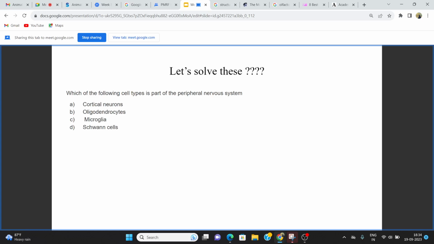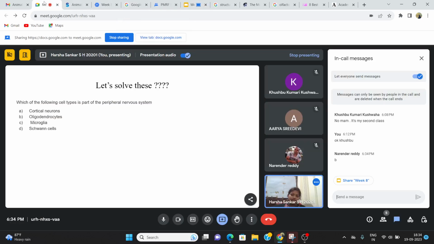Which is the important cell type that is seen across the peripheral nervous system, which means all the three others will be seen across the central nervous system. Option A, cortical neuron, option B, oligodendrocyte, option C, microglia, option D, Schwann cell. Okay, option B. Schwann cells. Okay, Arya is saying Schwann. Kushbu is also saying option B. Let's see who is correct, B or D.